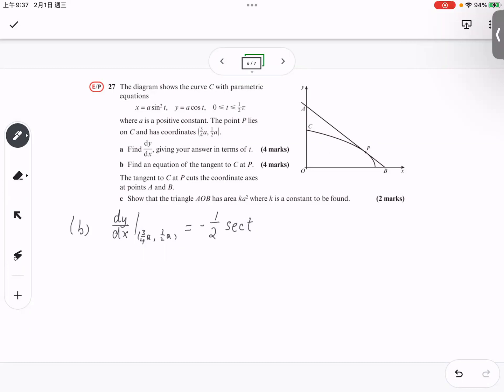Okay, now we can have it. So first of all, how can I make it? First of all, you can use the formula x is equal to a sin²t or y is equal to a cos t to find out the answer. First of all, what we can do is use this one.